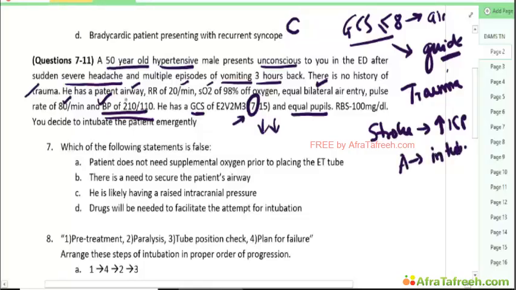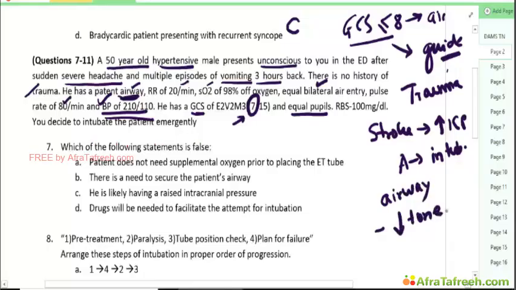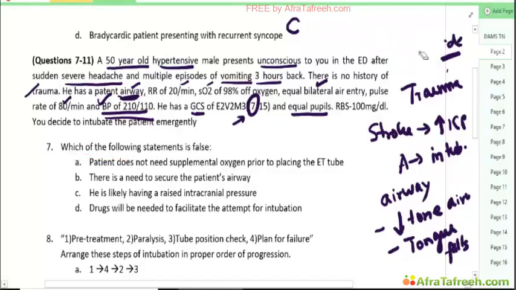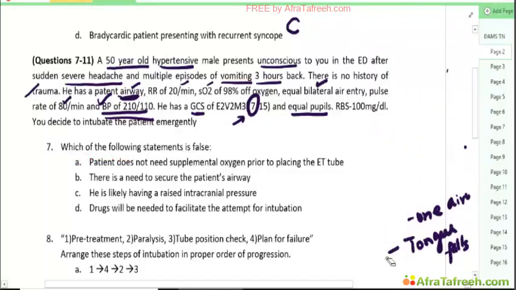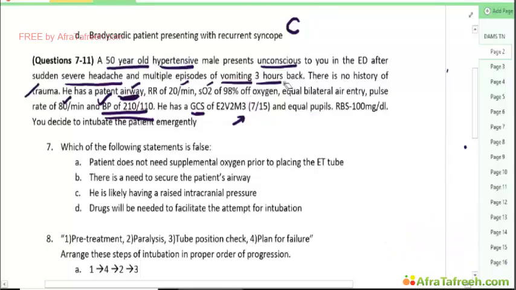Though the airway is patent upfront, since he has a very low GCS, he has a risk of airway collapse. Why would it be so? A deeply comatose patient has decreased tone of the muscles of the airway, including the tongue, which falls back, occluding the airway. This is one of the most common reasons for airway compromise in patients with deep coma.